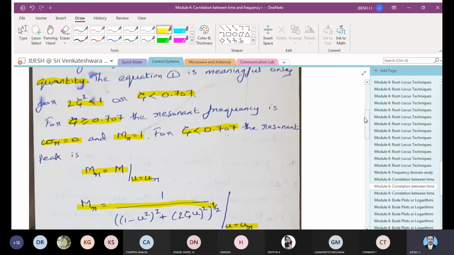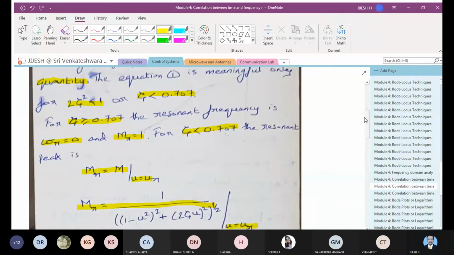So we are seeing the expressions for Mr and omega r, and now we can also see with respect to bandwidth. So we have told Mr is equal to M provided u is equal to ur, and we also know that for zeta greater than or equal to 0.707, the resonant frequency omega r is equal to 0 and Mr is equal to 1.